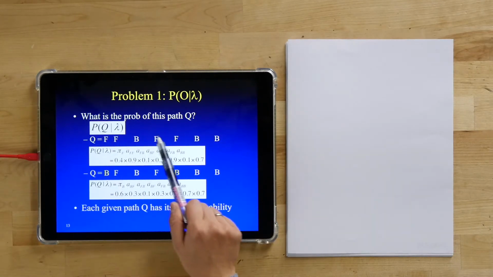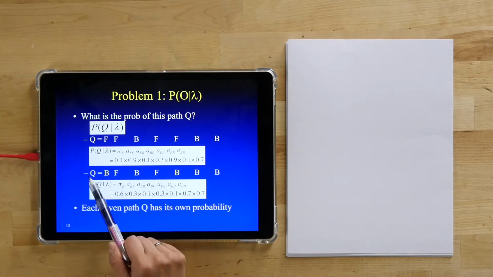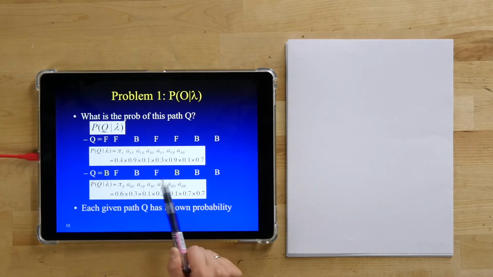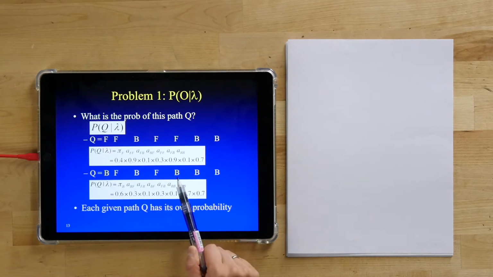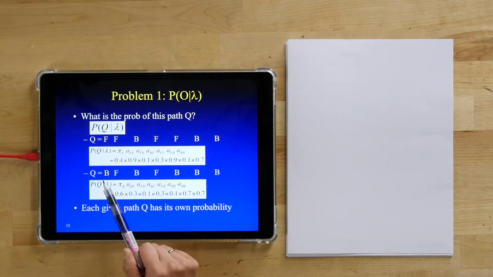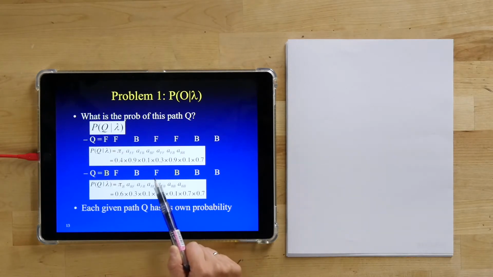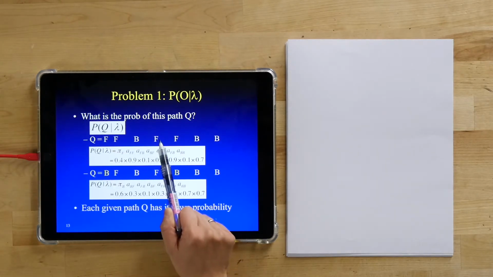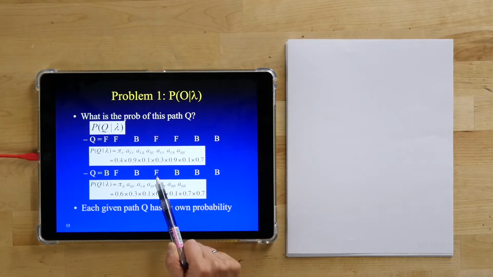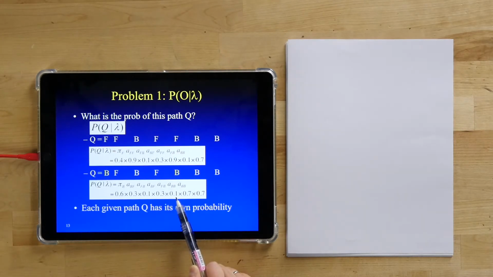The different coin strings. But if we decide to use another path, as we mentioned, we swap these two fair coins to biased coins, then you can see here, the first coin we picked will be an initial probability of using a biased coin, right? And then the rest is transition, transition, transition. But then the difference here is, instead of a fair to fair, which is 0.9, we're using a fair to biased, which is only 0.1. And so you can see that this will end in a different probability. And so every given path also has its own probability, right?